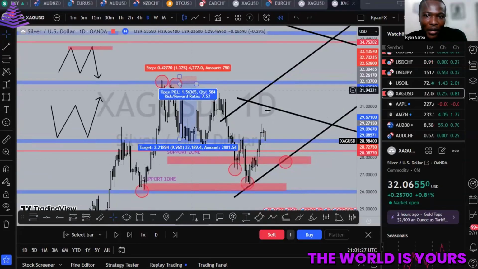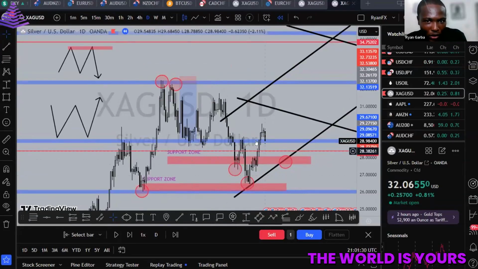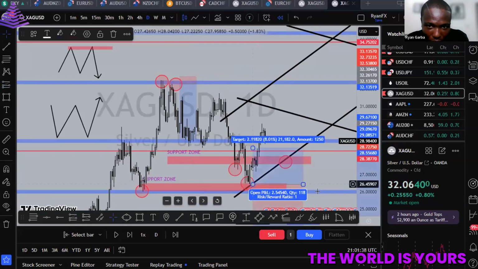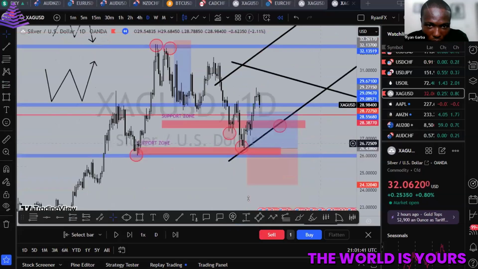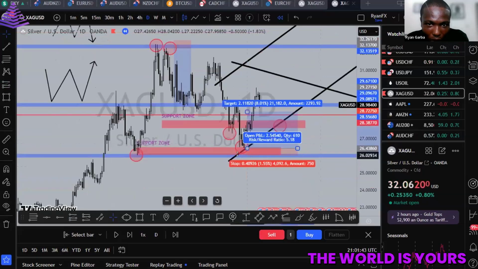After grabbing some pips, you can choose to come out here. You can set your order this way. A long position, you enter here. Stop loss goes below the support zone.